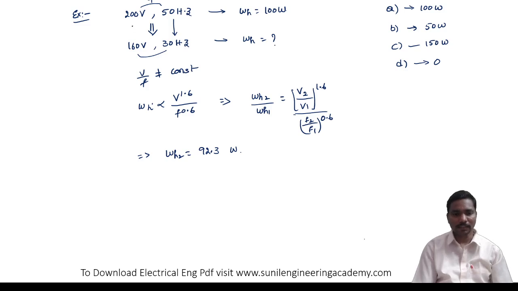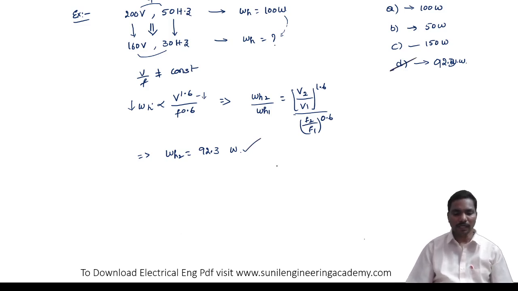Frequency decreases, but voltage also decreases. Both decrease, but here the voltage is raised to 1.6, so it is the more dominant. As the voltage decreases with respect to frequency, hysteresis losses also decrease. So generally it becomes less than 100. They have not given that option, but let us take option D as 92.3 watts. Then you will get the answer as option D.